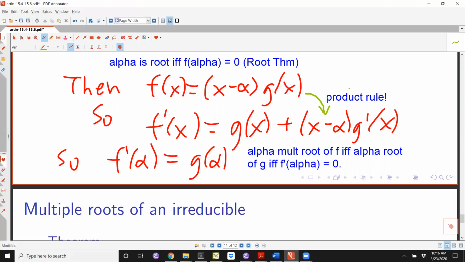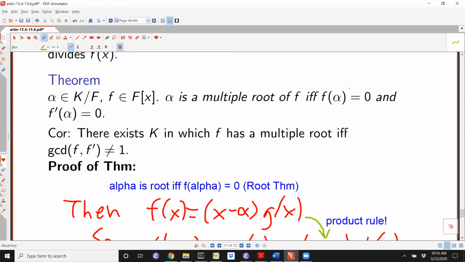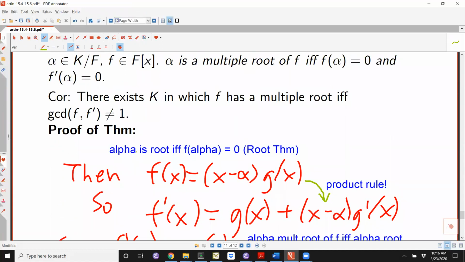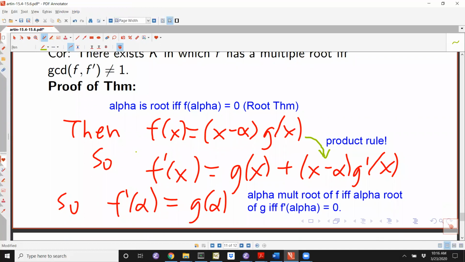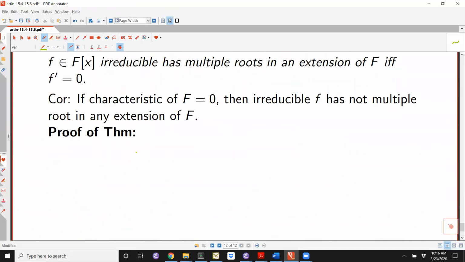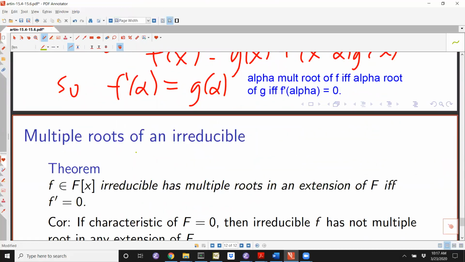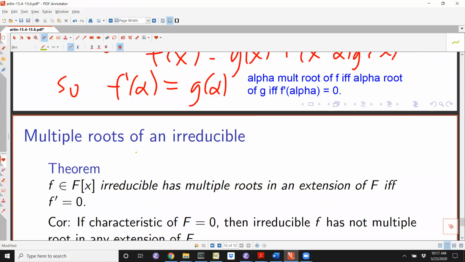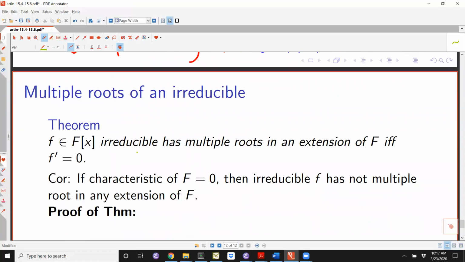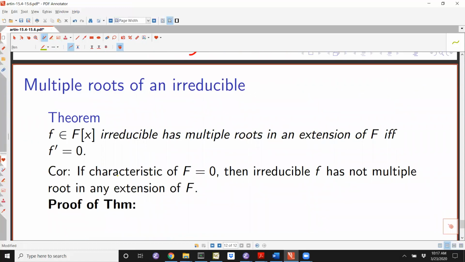Okay. Anyway, so we can detect multiple roots exactly when f and f prime are not relatively prime, that is, when their GCD is not 1. So the first thing we'll do next time is talk about how to use that fact to analyze when an irreducible has multiple roots.